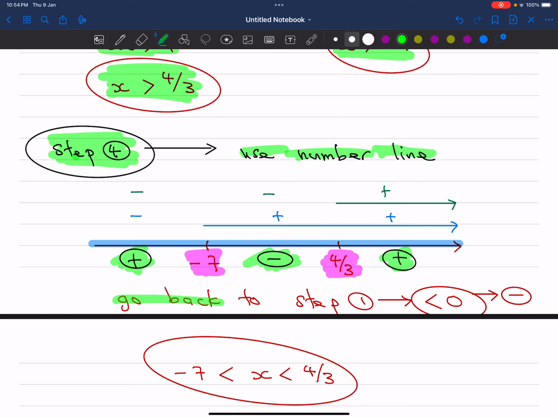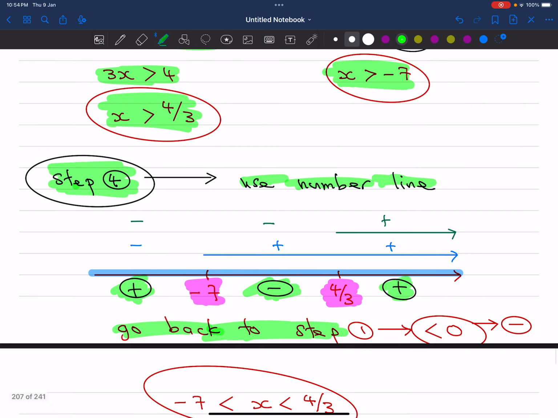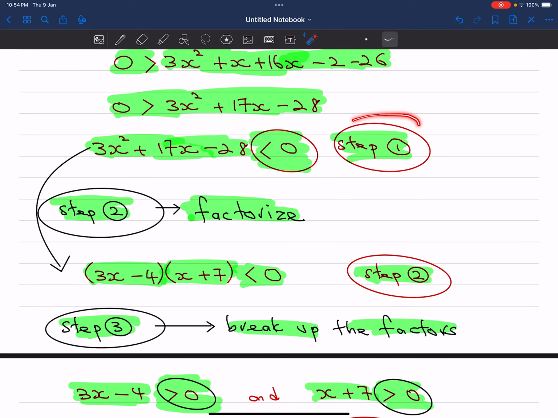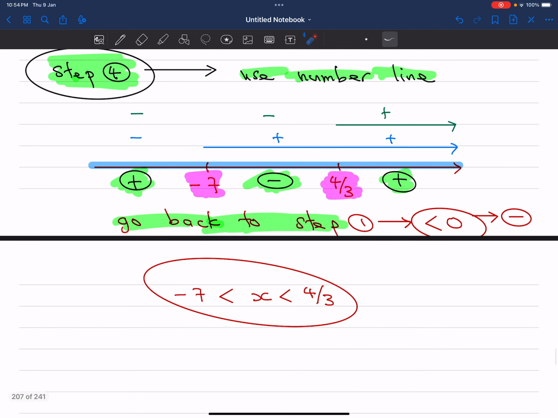You have to go back to step 1. Now, when you go back to step 1 over here, you notice that it's less than 0. And less than 0, of course, is negative. So we are only going to take the negative part. And that negative part is between negative 7 and 4 over 3. So which means our x must be more than negative 7, because this part is on the right hand side of negative 7.